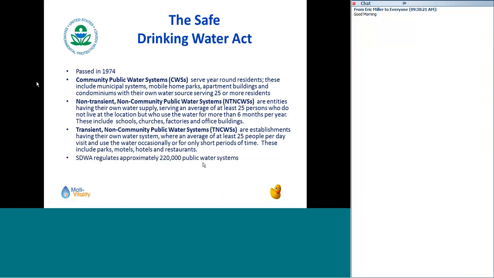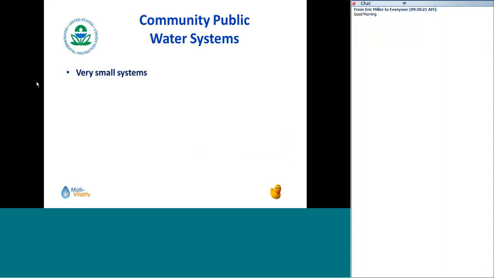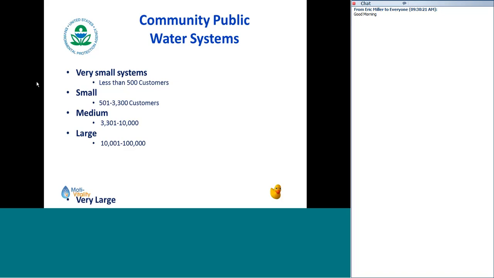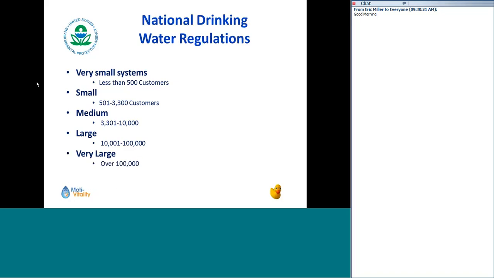The Safe Drinking Water Act regulates approximately 220,000 public water systems. They are categorized as very small systems, which is less than 500 customers. So you see that even an office building that has more than 25 but less than 500 would be considered a municipal system and would be regulated under the Safe Drinking Water Act. Small systems are anywhere from 501 to 3,300. Medium, 3,301 to 10,000. Large is 10,001 to 100,000. Very large, over 100,000.